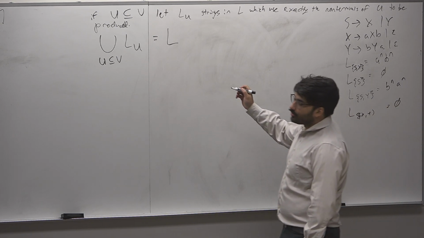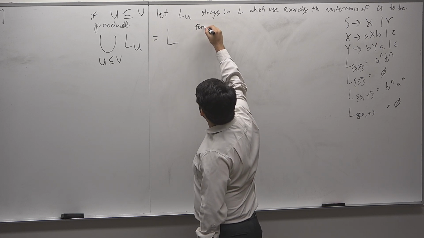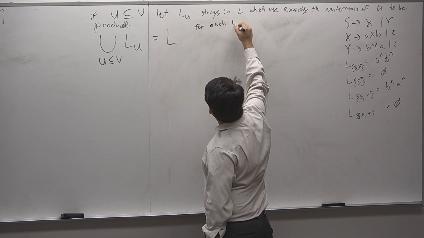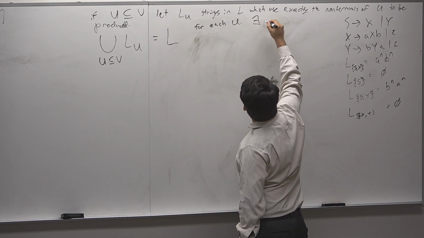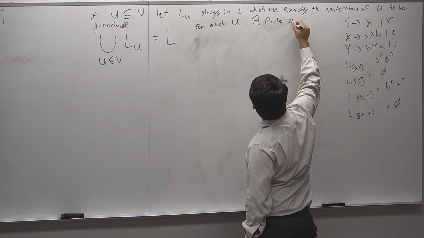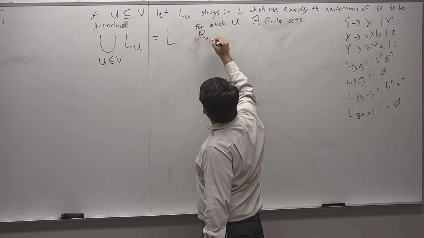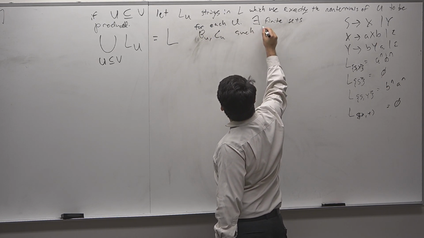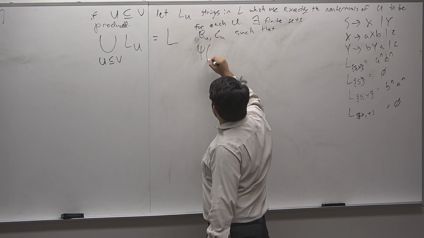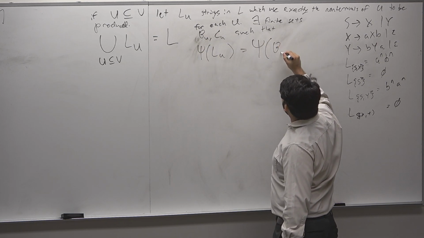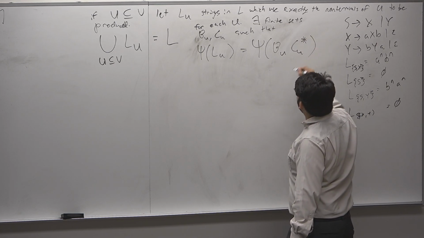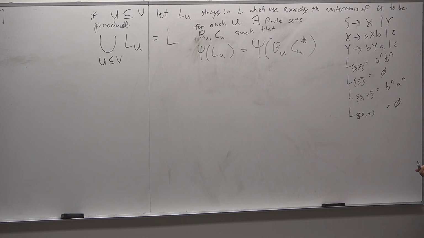Now, here's what we're actually going to prove. For each U, we're going to prove that there exist finite sets BU, CU, such that L of U is equal to BU, CU star. What do you know about finite sets? Every finite language, what do you know about it?